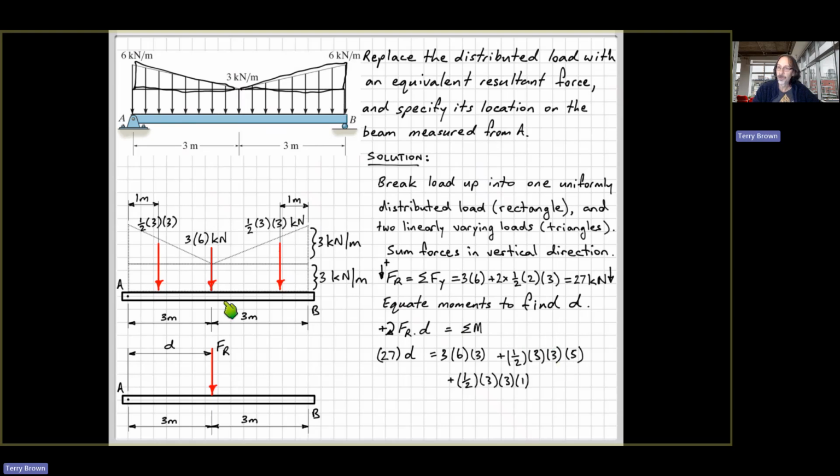And then we have this triangle over here. This force was 1 meter from A. So half times 3 times 3 times 1. And do the maths and we get 3, which confirms that the resultant force is at the center of the beam. Okay, so that's the end of the problem.